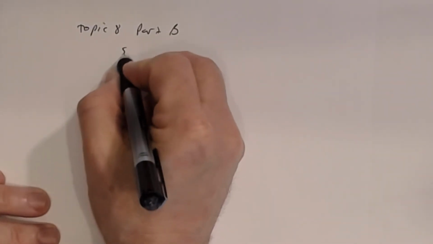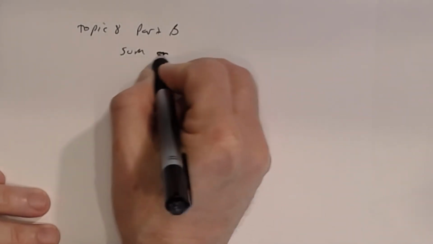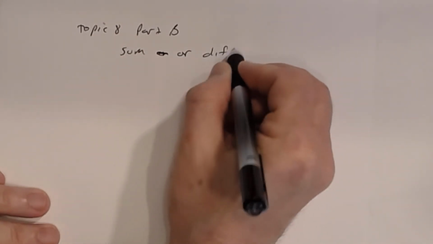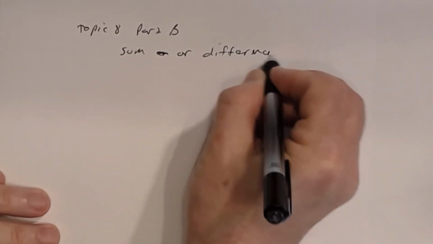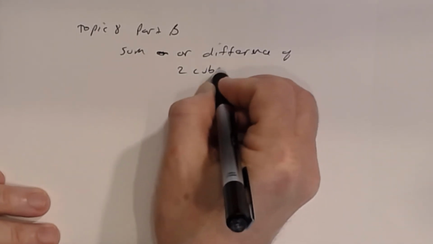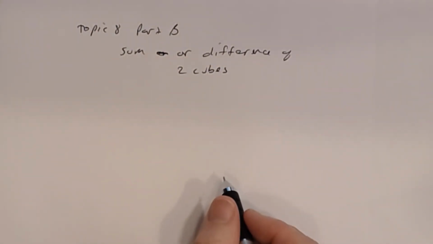So topic 8, part B, talks about the sum and difference, the sum or difference of two cubes.